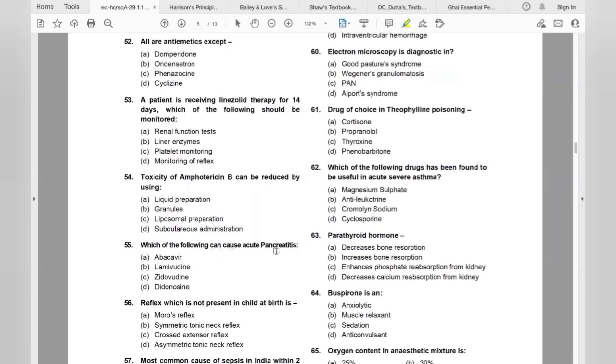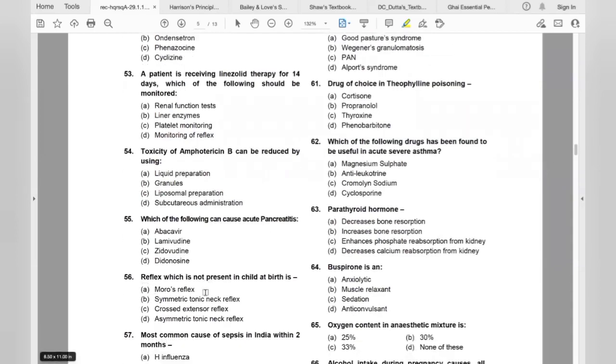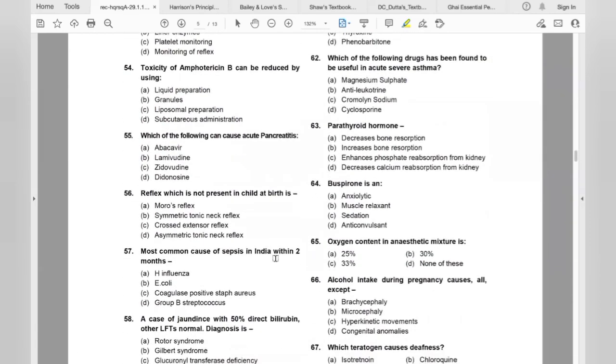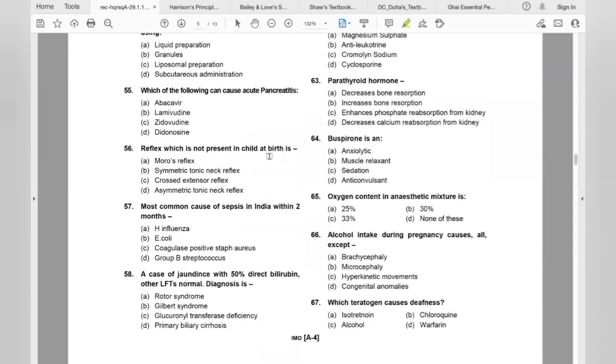Which of the following can cause acute pancreatitis? Didanosine. Reflex which is not present in child at birth is answer B, asymmetric tonic neck reflex. Most common cause of sepsis in India within 2 months is E. coli.